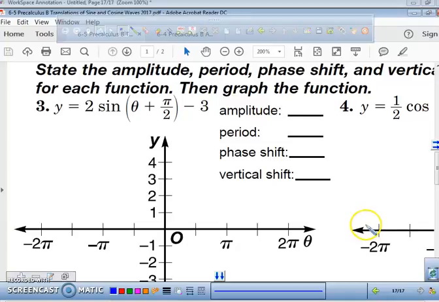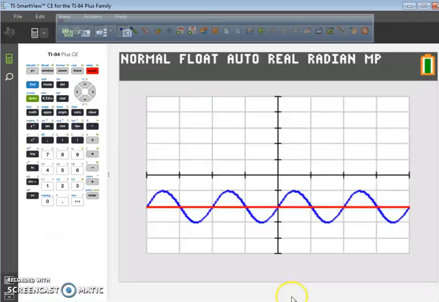Alright, in this particular video, we're still in Chapter 6, Section 5, dealing with not just amplitude and period, we're also dealing with phase shift and vertical shifts. We just talked about vertical shifts. Now we're going to be specifically dealing with this concept called phase shift. So what I want you to do, before you call 3, go to your graphing calculator.